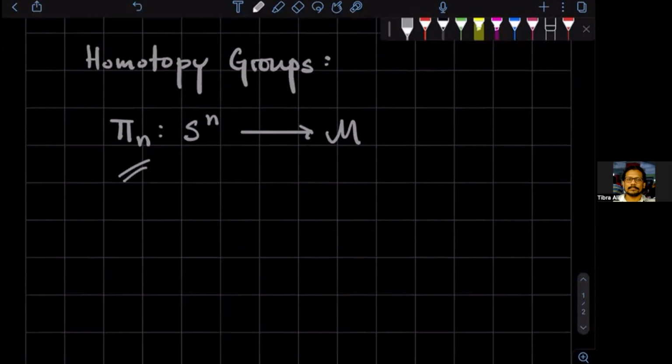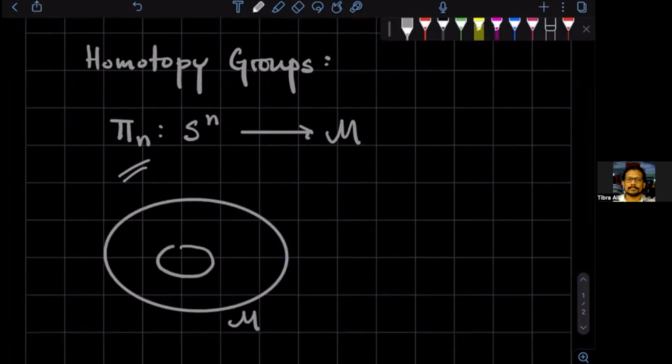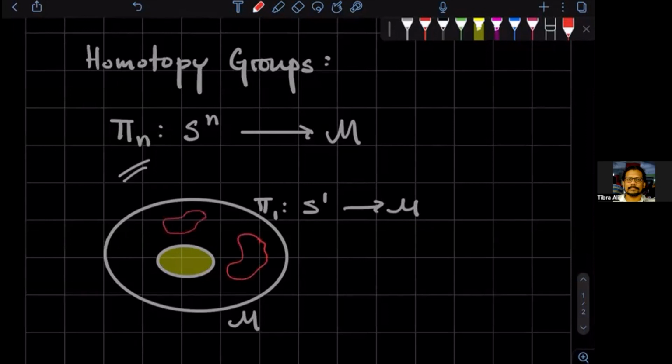So for example, suppose we have some space, say M, such that it has a hole in it. So the thing in the middle is not part of the space, okay? And you are looking at all the maps from, say, S1 into this space, okay? And that group is going to be called pi1. So there, you can have all possible embeddings of S1 in this space, right? So, for example, this one.